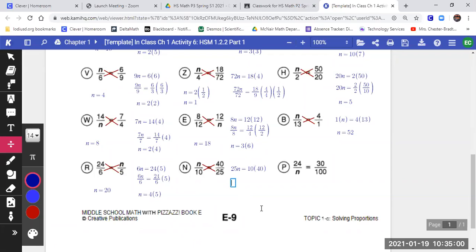Now, does 25 divide evenly into 10? Does 25 divide evenly into 40? If it doesn't, what do we have to make the 25 into? So a piece goes to the 10 and a piece goes to the 40. What are we going to have to make that 25 into? How do we make 25?